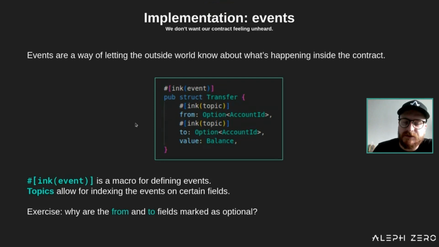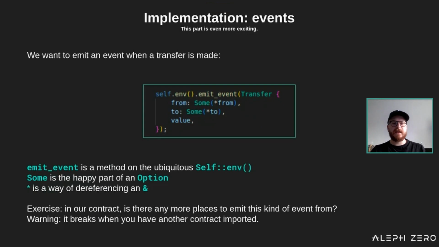Now, the interesting thing here is, why are the from and to fields wrapped in this optional struct, right? My intuition would be that the transfer should always have a sender and a recipient, but this can be left as an exercise. The way to emit an event is just by, again, using the env method and emit event, and you just need to instantiate the struct. And by the way, the asterisk here is basically the inverse of the ampersand. So it takes a reference and gets a concrete value out of it.